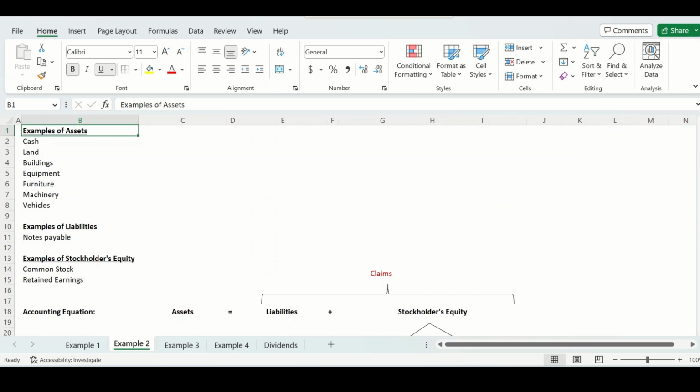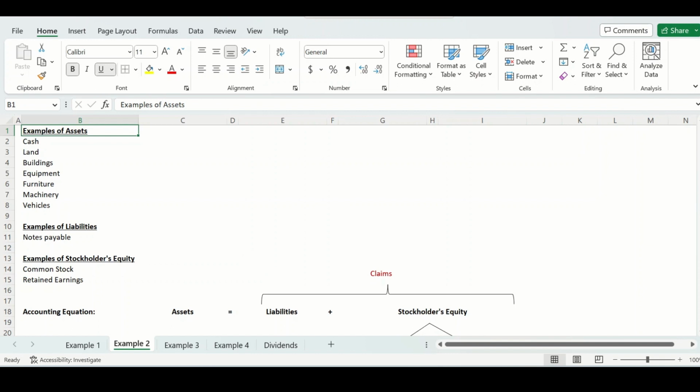Welcome back. In this video, we'll talk through examples of assets, liabilities, and stockholders' equity. We'll also talk through what the expanded accounting equation is, and then also how revenues, expenses, and dividends affect the expanded accounting equation.